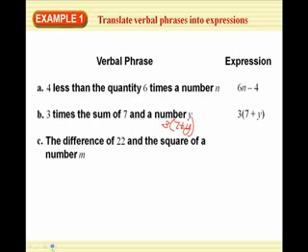See? The difference of 22 and the square of a number m. Well, whenever difference is used, you just write it in the order that it's given. It's a subtraction problem, so that's first. So you would do 22 minus m squared.